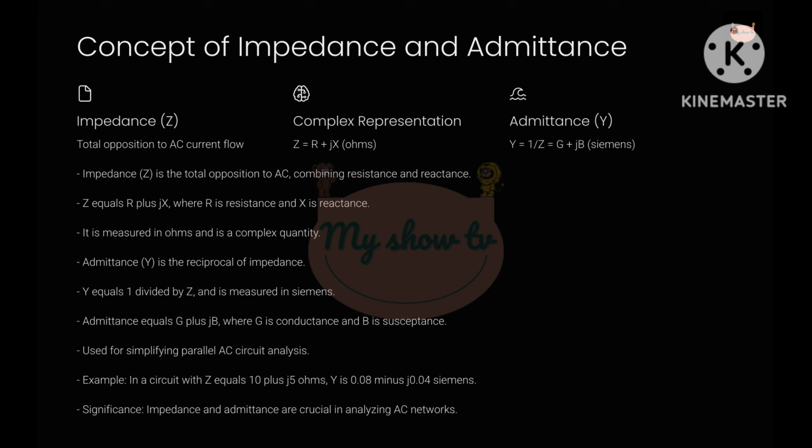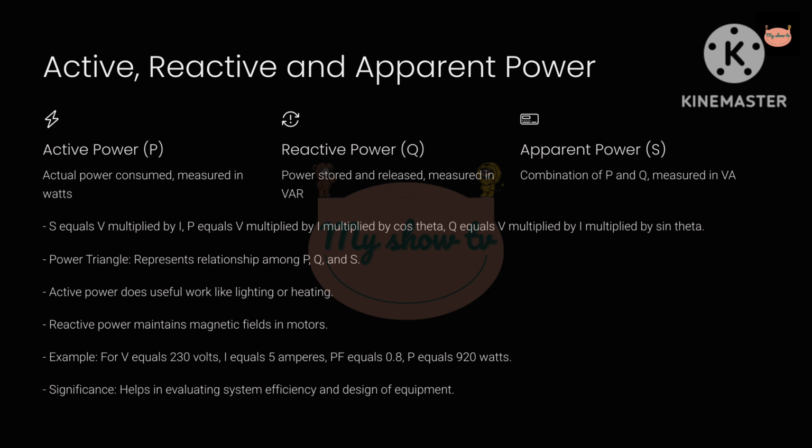Impedance is useful when analyzing series circuits. Admittance is more useful when dealing with parallel circuits. These concepts help us accurately model and solve AC circuits. Slide 4. Active, reactive and apparent power.